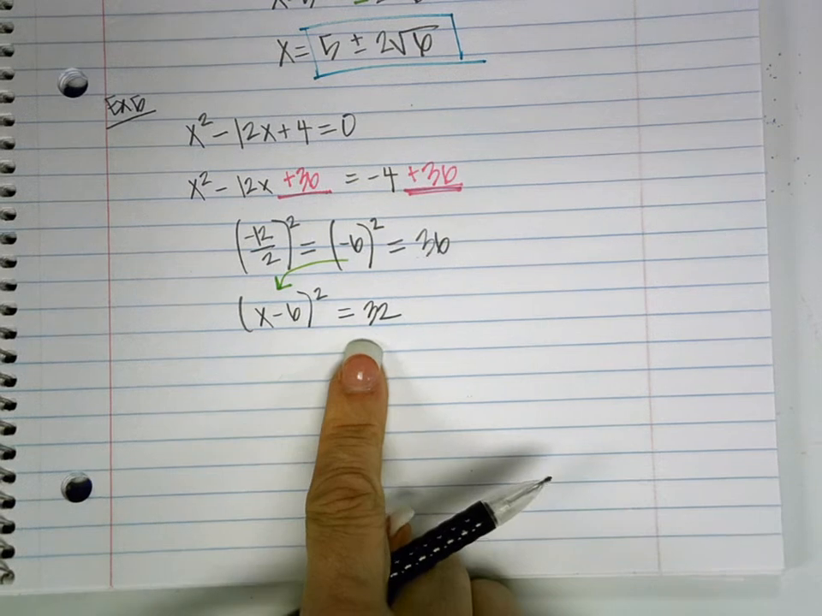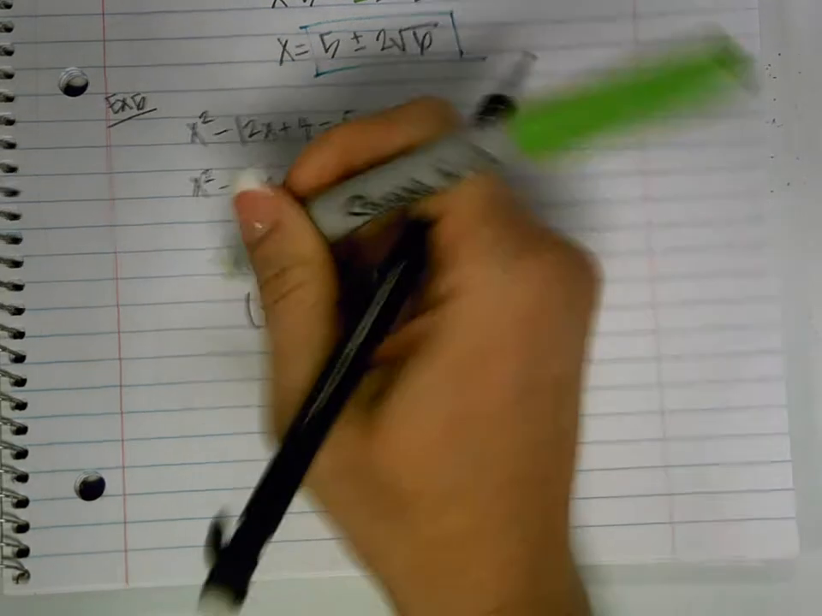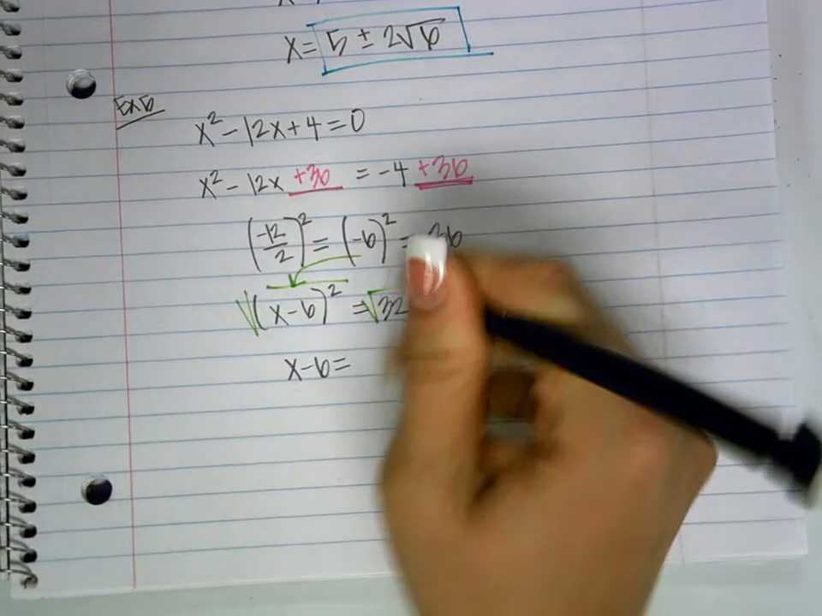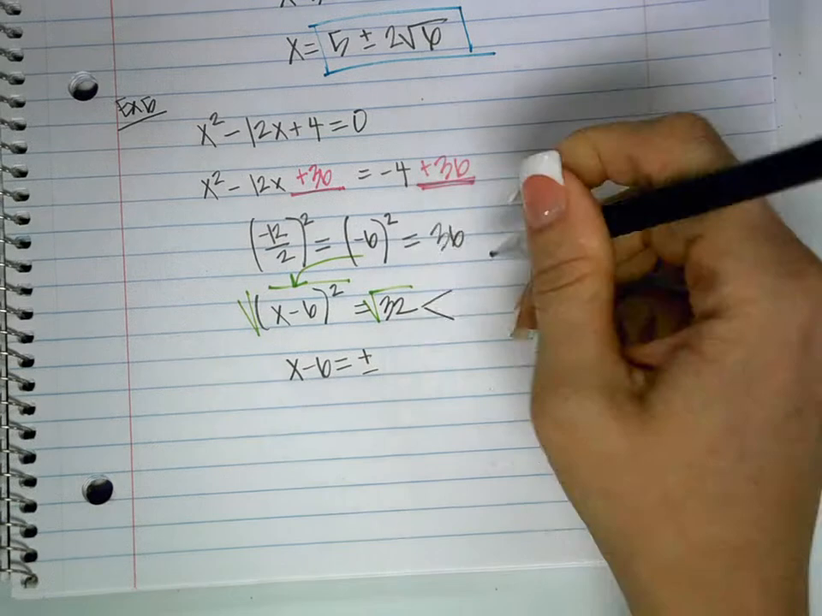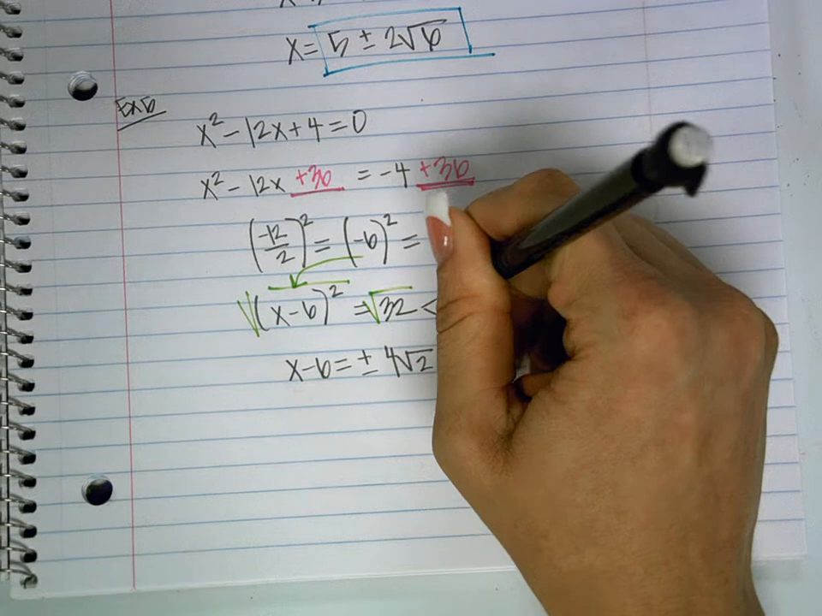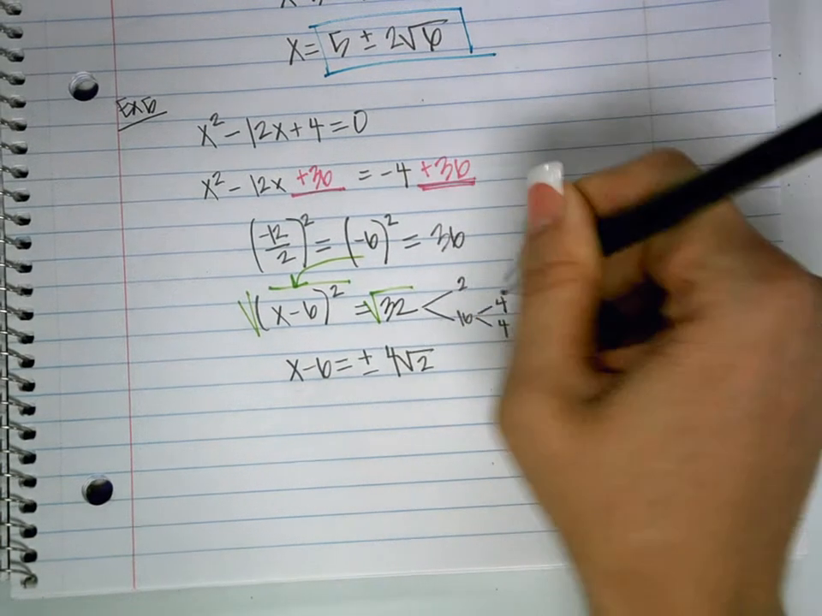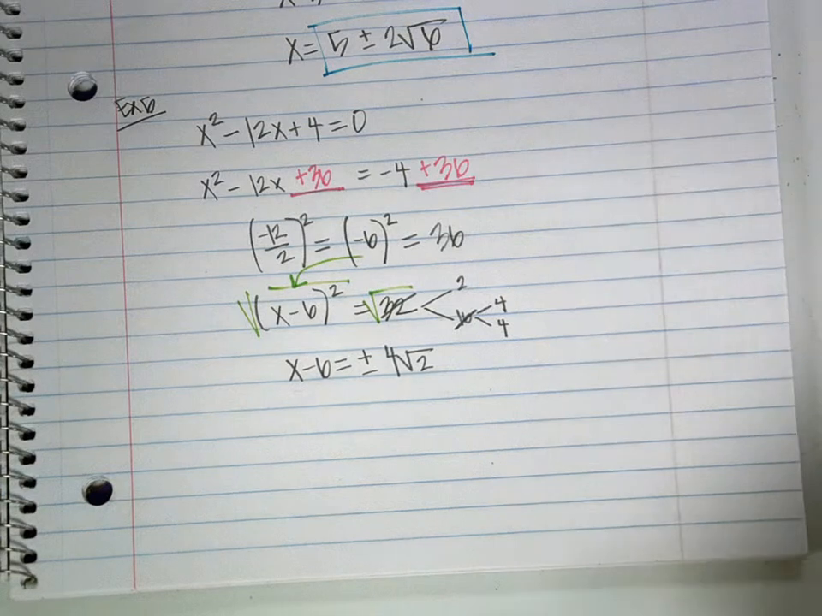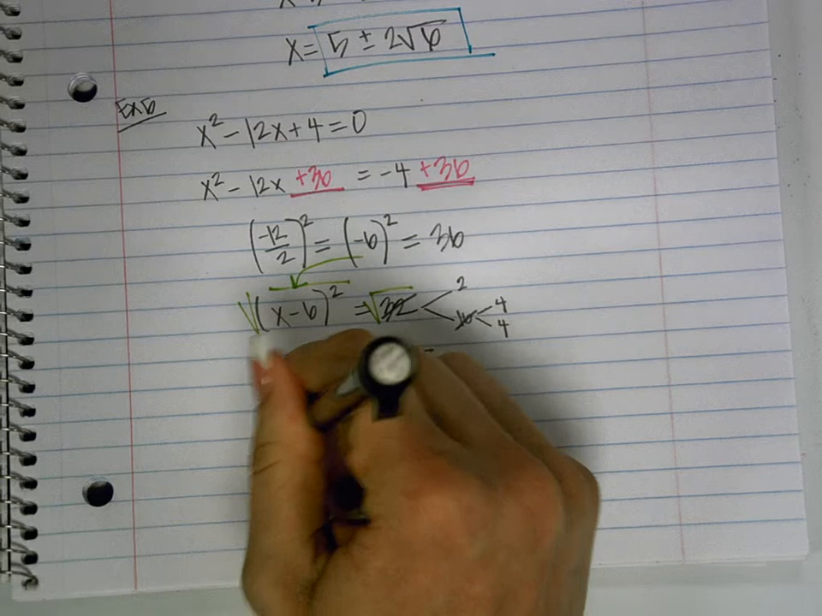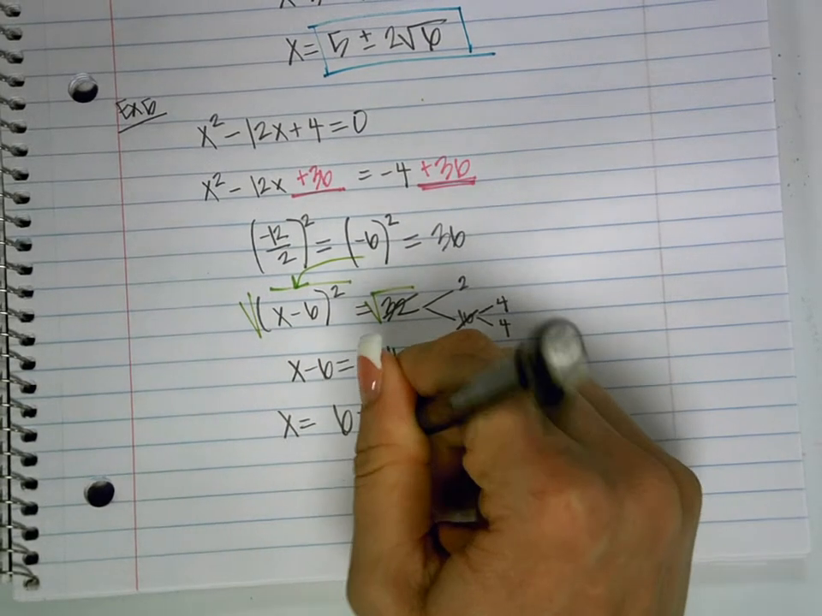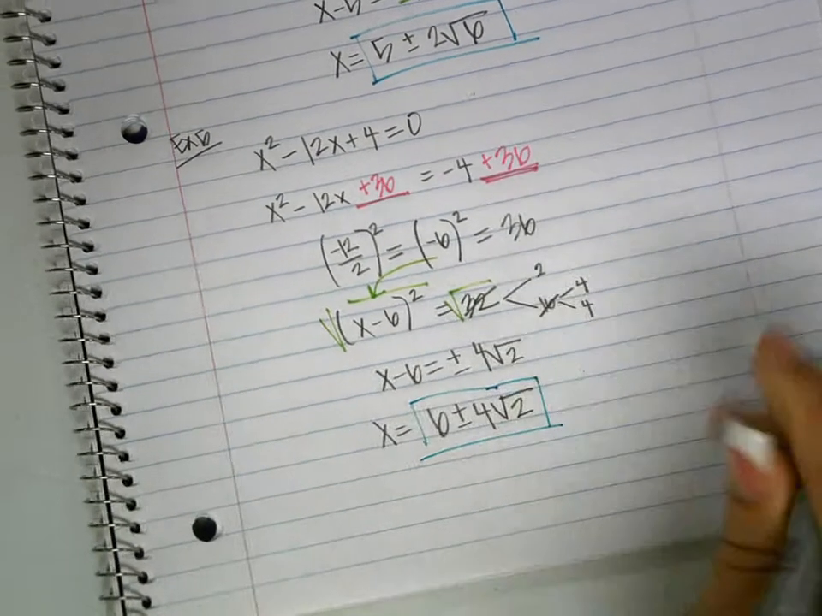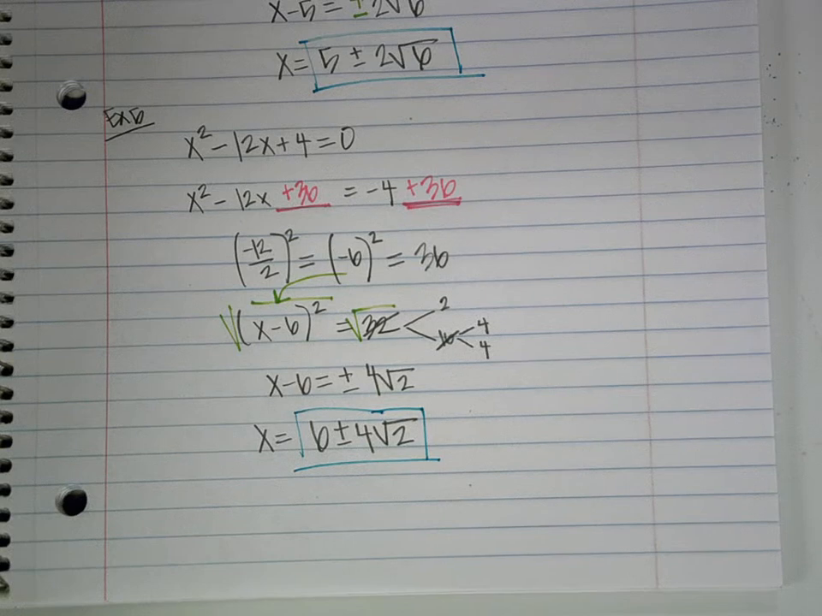What's my next step in solving? Root both sides. If you root both sides, we got x minus 6 equals plus or minus the root of 32, which breaks down to what? 4 root 2? Yeah. You know that because it broke down to 2 and 16. 16 breaks to 4 and 4. You do not have to break it down anymore once you have a pair. Now, do I need to split this up or can I leave it? Leave it. So x equals 6 plus or minus 4 root 2. That's your answer. 6 plus or minus 4 root 2.